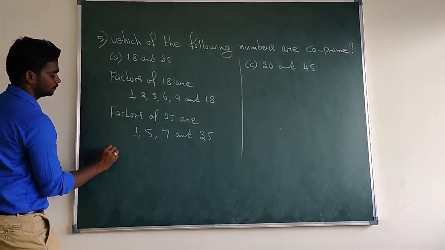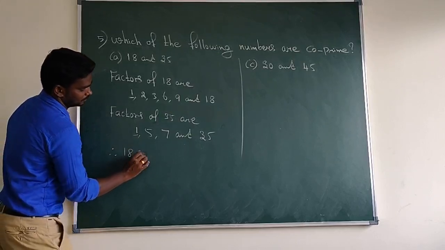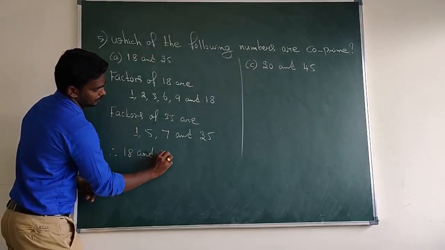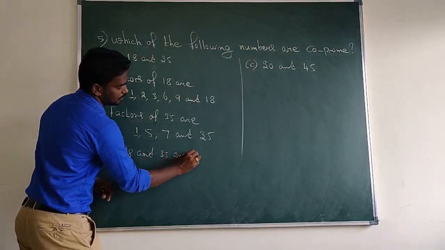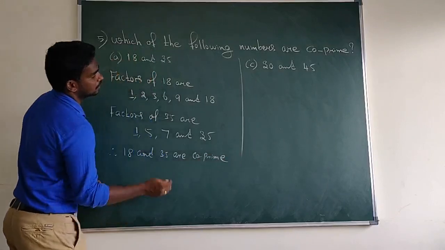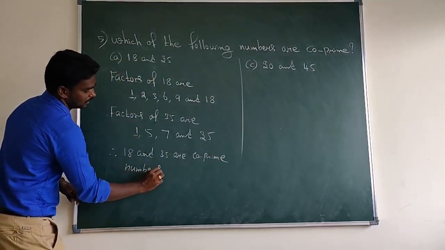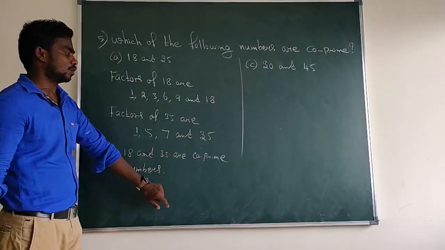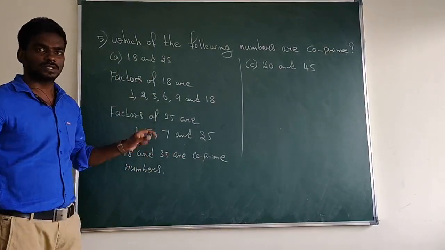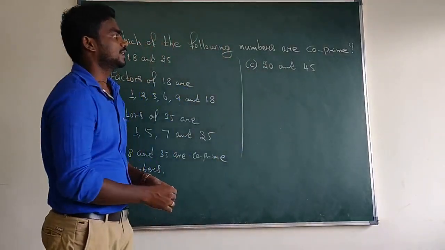Therefore, 18 and 35 are co-prime numbers, because the common factor is only 1. So see the next one. See question 30 and 45.